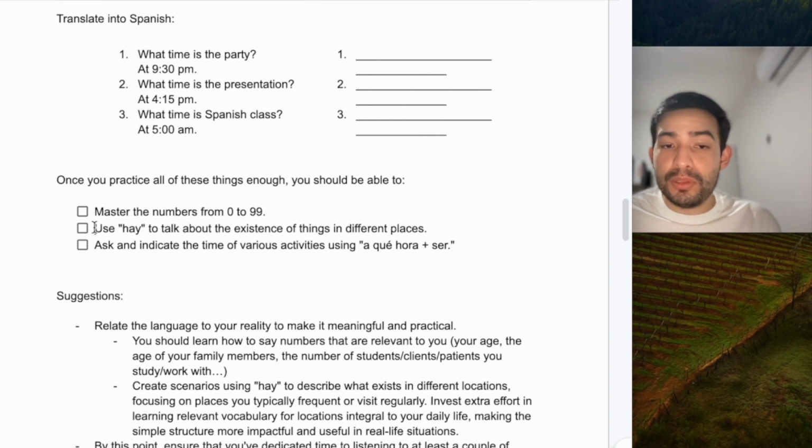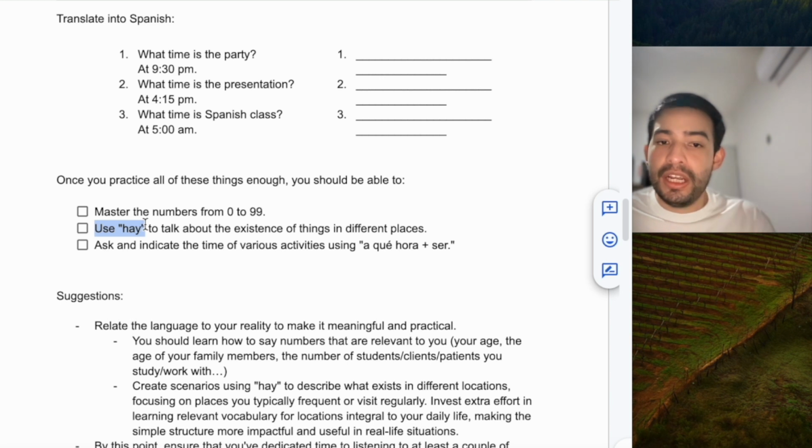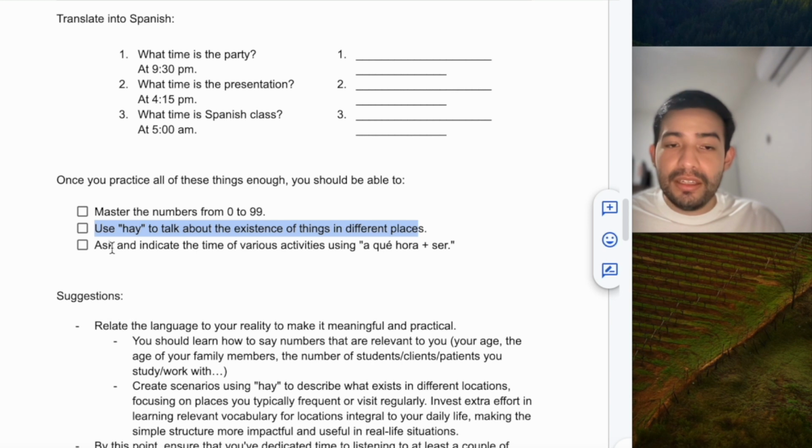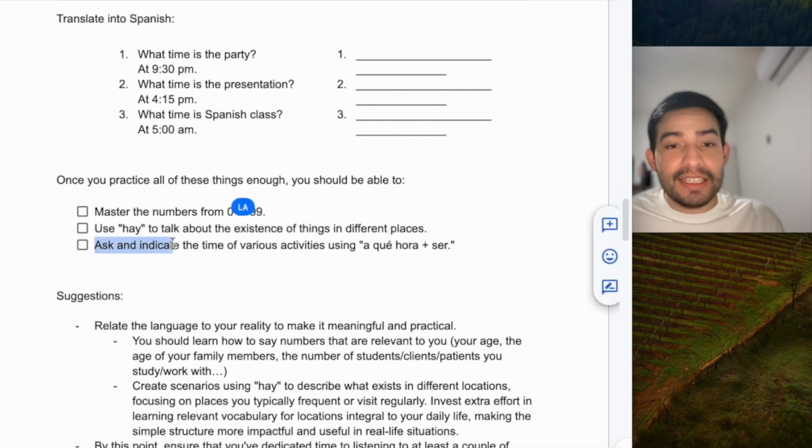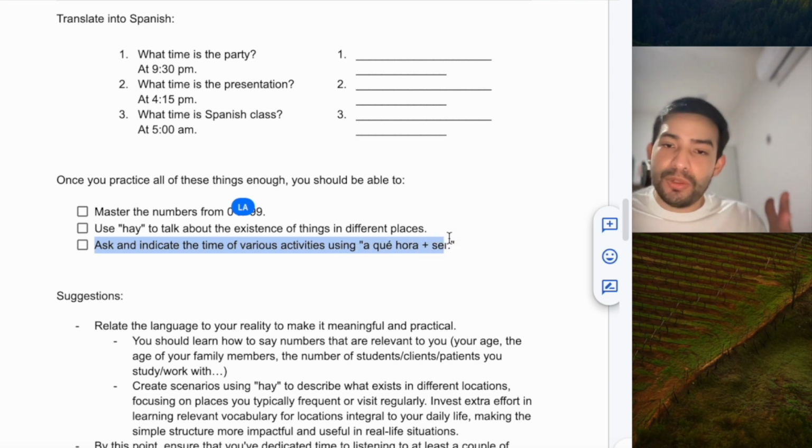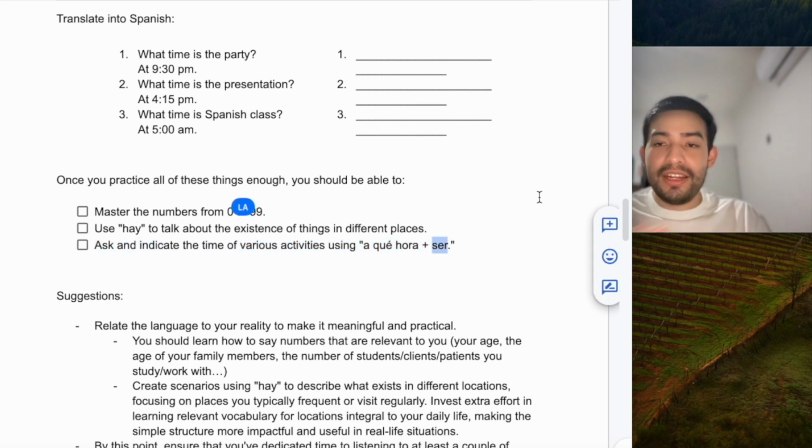You should also be able to use hay, which is a conjugation of haber, which means there is or are, to talk about the existence of things in different places. And you should be able to ask and indicate the time of various activities or events using a qué hora plus the verb ser, right? Yes, in the future you will be able to change the verb ser for any other verb, but for now focus on the verbs you know and try to make, you can make, I promise, a million different sentences with just one verb. So practice this one verb over and over, okay?